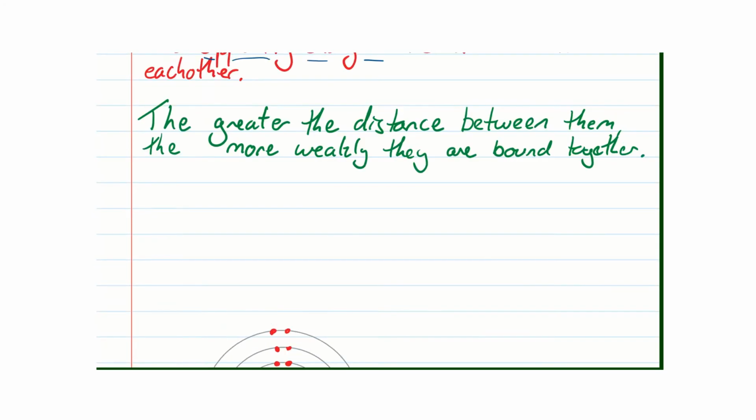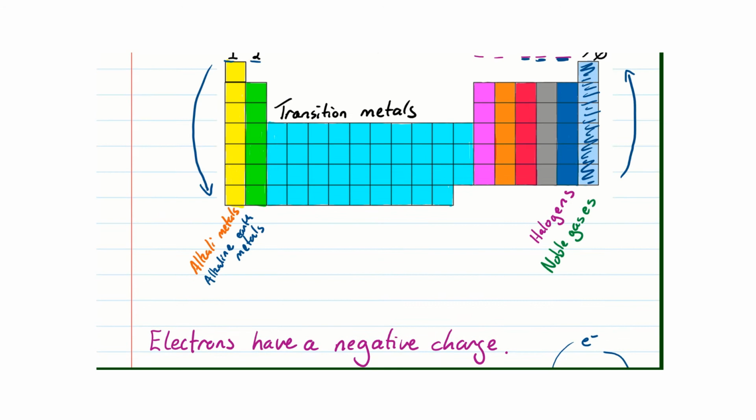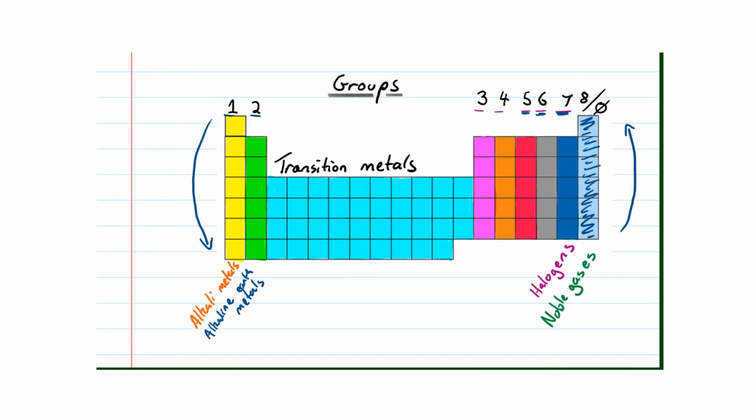So how does that apply to the periodic table? Well, think about it this way. As you move down the different periods, remember periods pass from side to side, as you move down the different periods, you get further away from the nucleus. So the distance away from the nucleus increases as you move down.